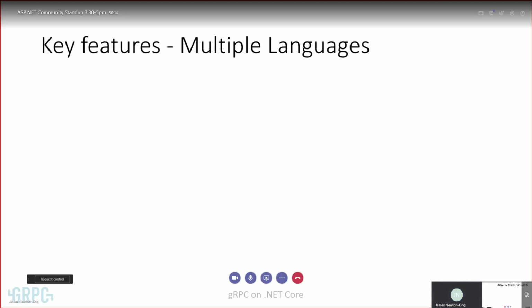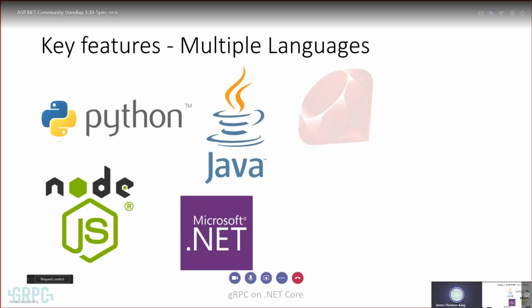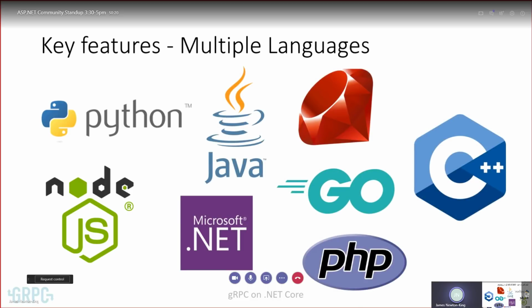Another key feature is what we just talked about now, multiple languages. There are many implementations of gRPC, both server and client, and these are all organized and developed by the Cloud Native Computing Foundation. There are a common set of interop tests, which all of these implementations follow, including the one which we're writing, to make sure that they can talk to one another.